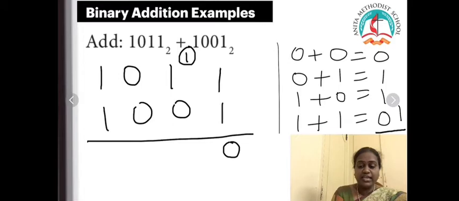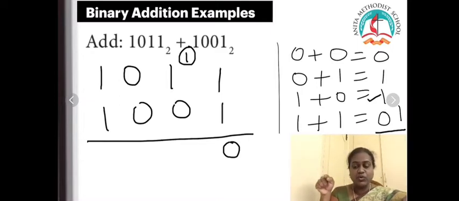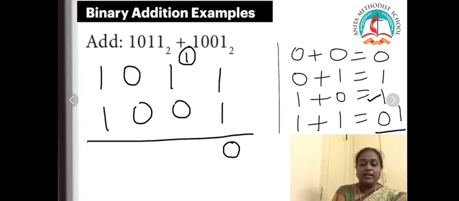So I am going to carry this 1 now. I am going to add now the second set of numbers, 1 and 0. So 1 plus 0 is 1. I even have a carry 1 over there. So with this 1, I am going to add that carry 1. So 1 plus 1 is again 0. I will add a carry on top.